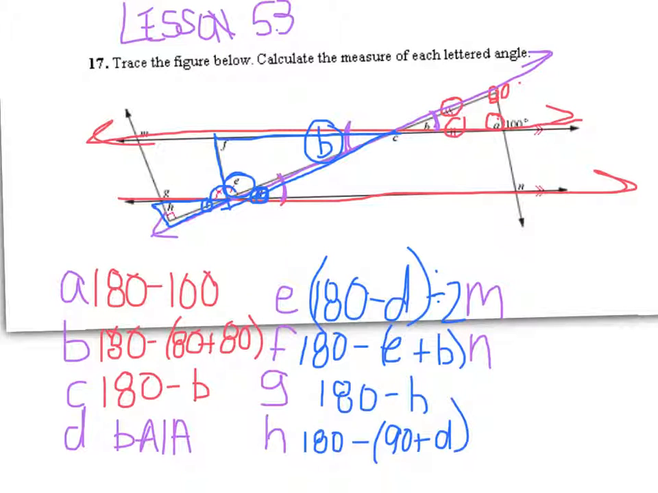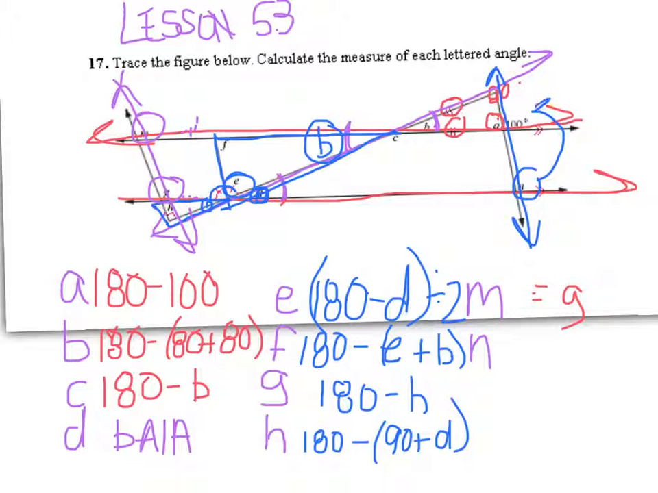M is along this transversal on these two red lines, which are parallel. You can see that G and M are both above and to the right, so they're corresponding. So M will be the same measure as G. N, which is way over here, is along this transversal. It's corresponding to 100 degrees.